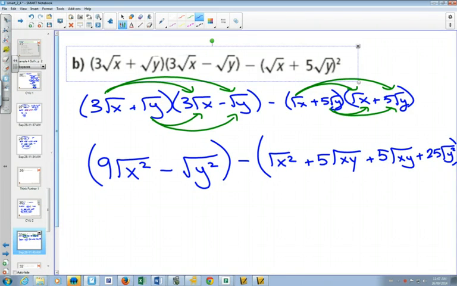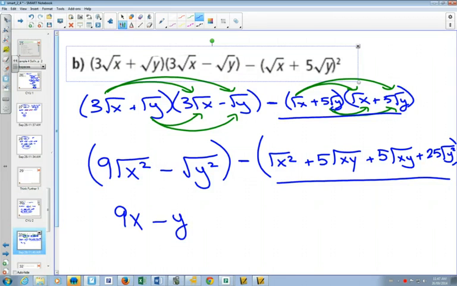And I kept that whole thing in the second one in brackets as well, because this sign here says we are supposed to subtract all of this. So I have the subtraction. I need brackets there because we still need to subtract all of it. What's the square root of x squared going to be? Just x. So I have 9x. Square root of y squared is going to be just y.